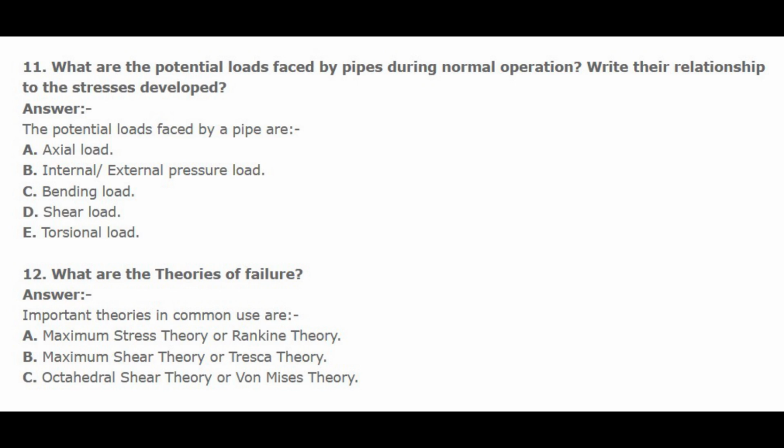Answer. The potential loads faced by a pipe are: A. Axial load, B. Internal/external pressure load, C. Bending load, D. Shear load, E. Torsional load. Number 12. What are the theories of failure? Answer. Important theories in common use are: A. Maximum stress theory or Rankine theory, B. Maximum shear theory or Tresca theory, C. Octahedral shear theory or von Mises theory.